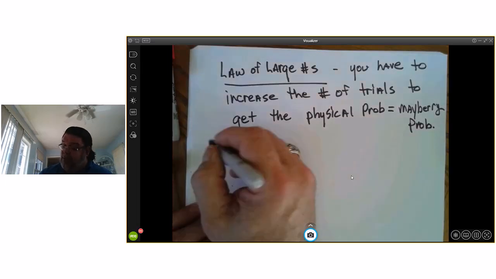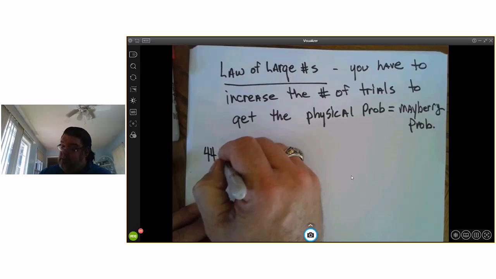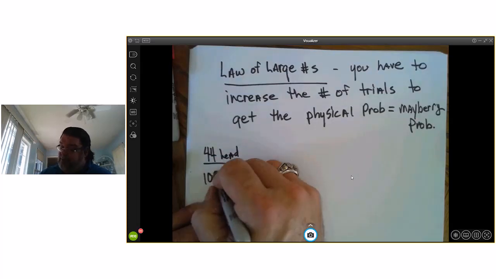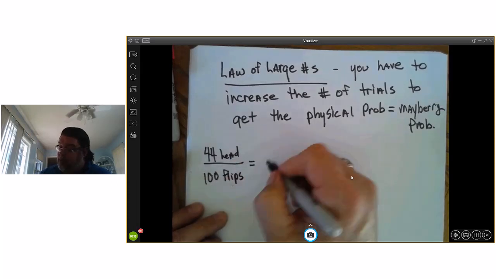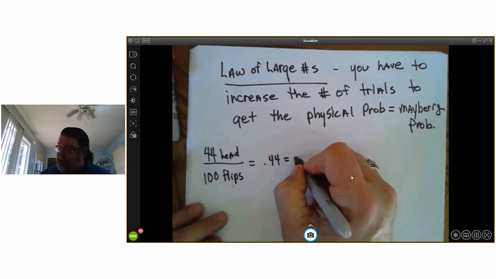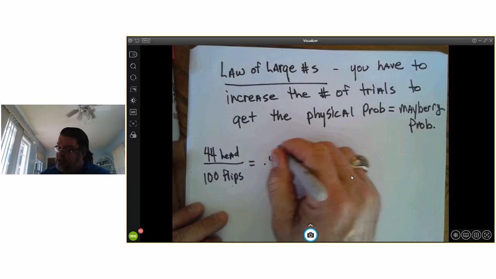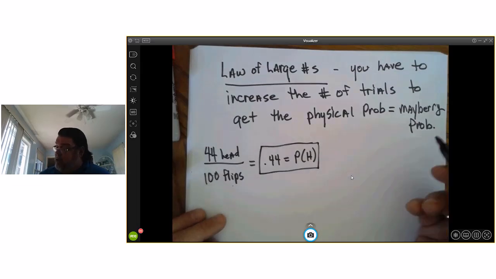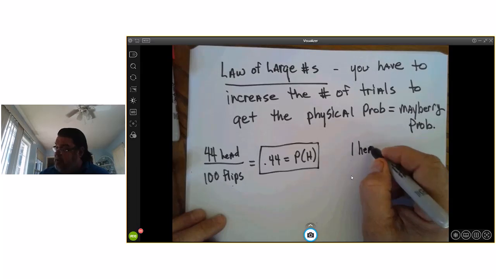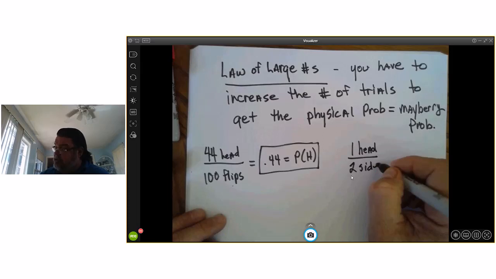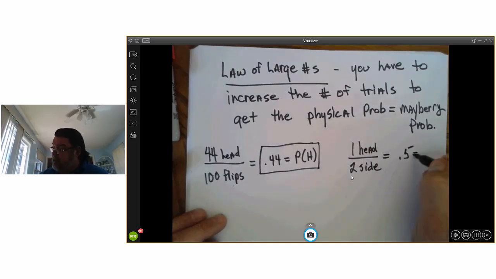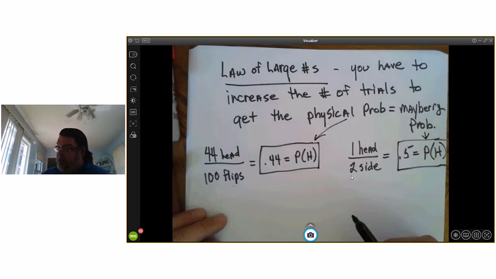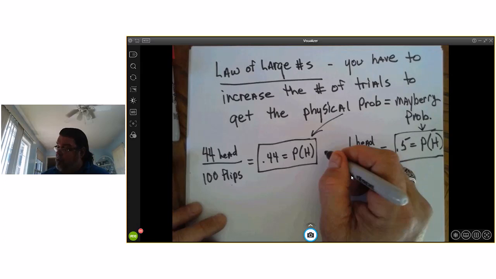Well, we just said that 44 heads out of 100 flips is equal to 0.44, which is the probability of heads. That's called the physical probability because you actually did the flipping. However, there's one head out of two sides of a coin, which is equal to 0.5, which is also the probability of heads. But that is the theoretical probability, and this is the physical probability, and 0.44 does not equal 0.5.